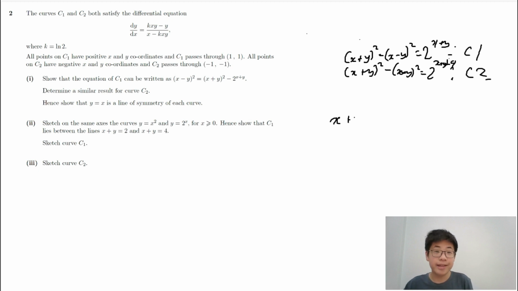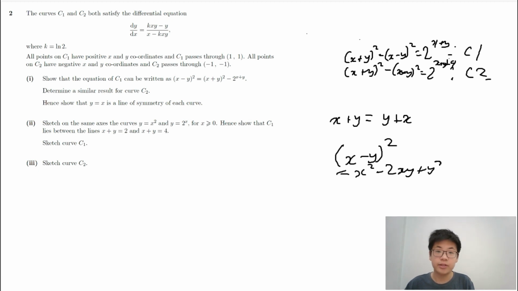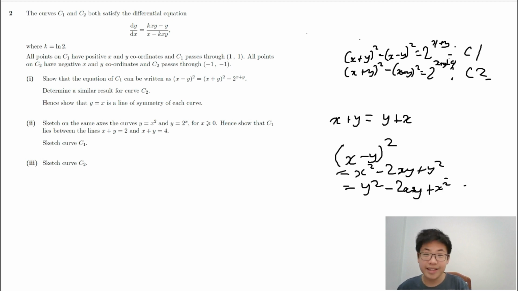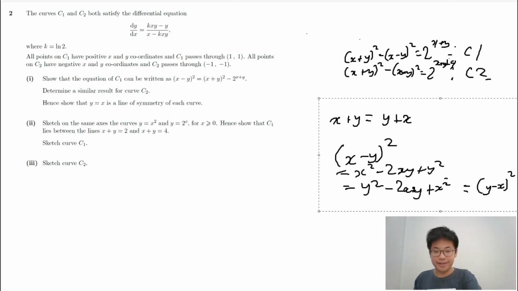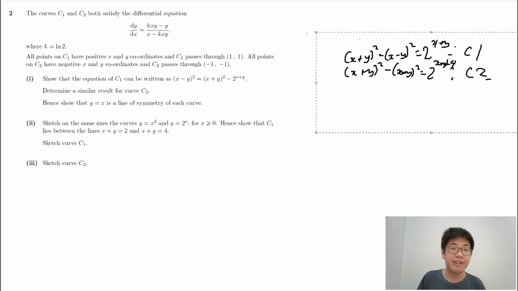For x plus y, it is dead simple. Just use the commutative law. Hence, this and this would be the same. But what about this bit? (x minus y) squared equals x squared minus 2xy plus y squared. And then using the commutative law, we have y squared minus 2xy plus x squared. And then, wait a minute, it's (y minus x) squared. So therefore, (x minus y) squared is invariant to transposing the variables x and y. There, we have proved it.